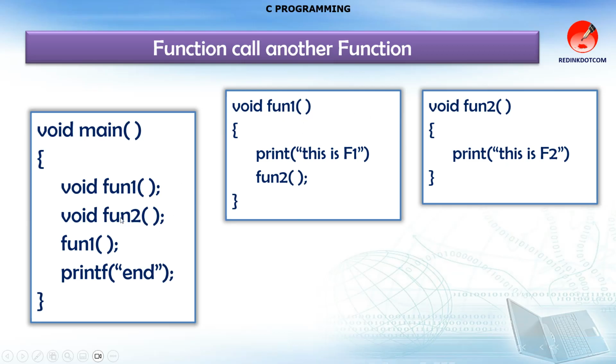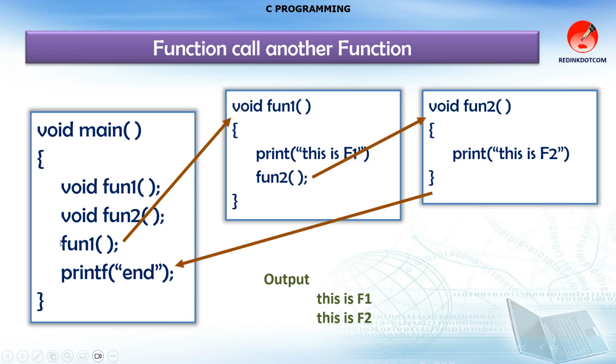So when I execute this program, the first function call is executed. So the control is transferred here. So this is F1 is printed as the output. Then after executing this function definition, function 2 is called. So the control is transferred here. So this statement is executed. So we get this is F2 as output. After executing it, the control is returned back to the statement after the function call. So we get the n as the output. So in this way, we can call one function from another function.